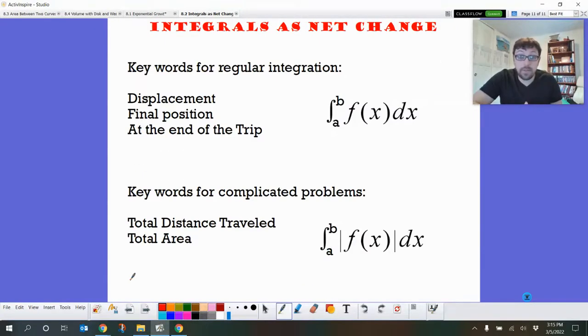And that's it for integrals as net change. A reminder of the things that you're looking for: displacement, final position, or at the end of the trip is talking about just a regular integration. We might get a little more complicated if we see total distance traveled or total area, that total thing. We want to find the absolute value of our function and then integrate, which might mean breaking it up into a couple different pieces. But if everything is staying positive, we don't have to worry about anything too fancy.